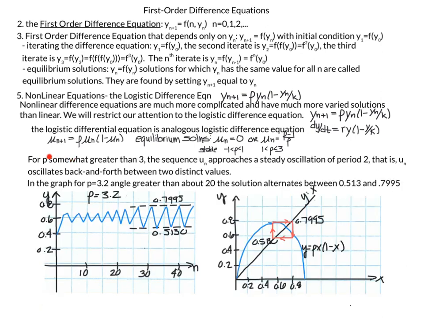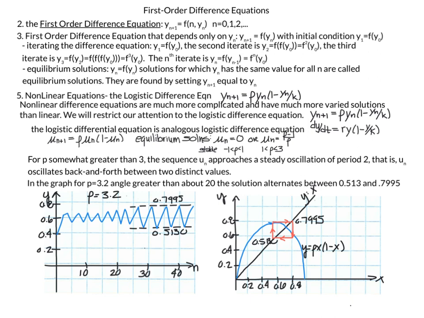When rho is somewhat greater than 3, so we're looking at rho equals 3.2 here, the sequence u_n approaches a steady oscillation of period 2. By period 2 we mean that u_n oscillates back and forth between two distinct values. Here we see that u is going along, and then somewhere it starts to oscillate between 0.7995 and 0.5130.